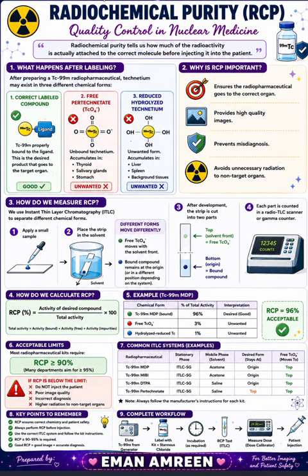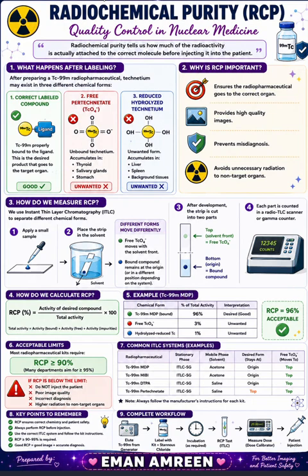Today, I'm going to explain an important concept in nuclear medicine called radiochemical purity, or RCP. RCP is a quality control test that tells us how pure the radiopharmaceutical is before it is injected into the patient. What happens after labeling?